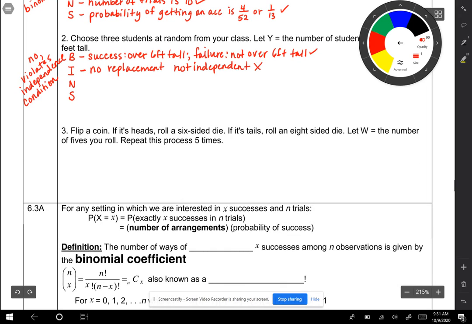Right. Flip a coin. If it's heads, you roll a 6-sided die. If it's tails, you roll an 8-sided die. Let W equal the number of 5s you roll. Repeat this process 5 times. Okay, so your success is your W, the number of 5s you roll. So success equals rolling a 5. Failure is rolling anything but a 5.